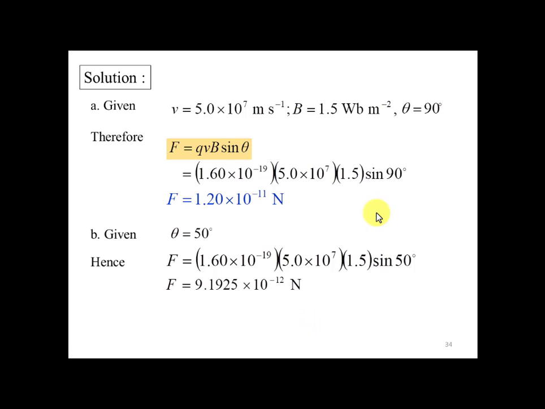That's all for 4.3 regarding force on a moving charged particle in a uniform magnetic field. We will continue on subtopic 4.4, regarding force on a current carrying conductor in a uniform magnetic field.